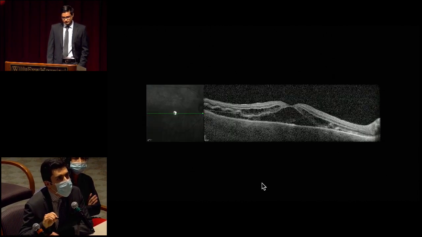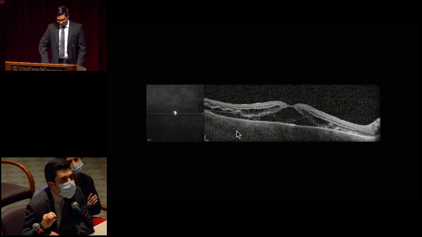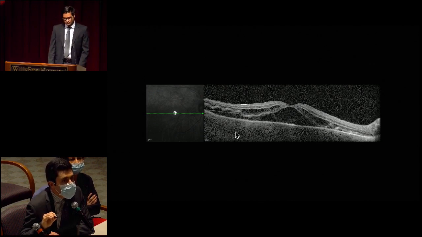So we have an EDI image. It appears to be the same eye, and I guess we can comment on the choroid here. So definitely some loss of architecture. We don't really appreciate the definition of the choroidal vasculature here, and it's very diffuse. I don't see any specific mass in the choroid, but it is very diffuse loss of architecture in the choroid.